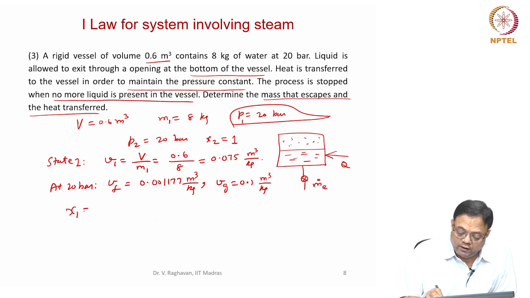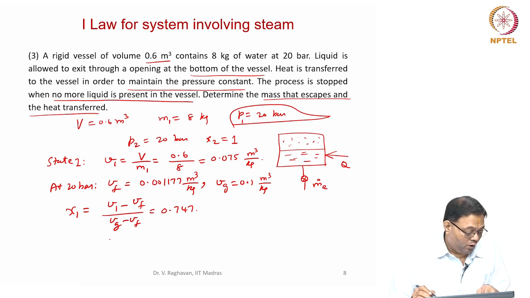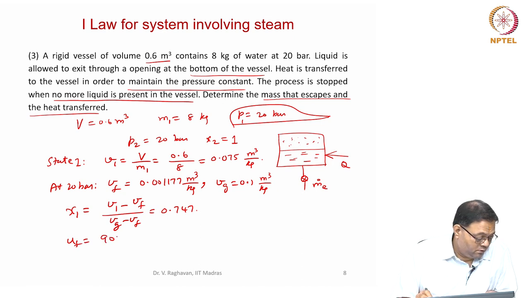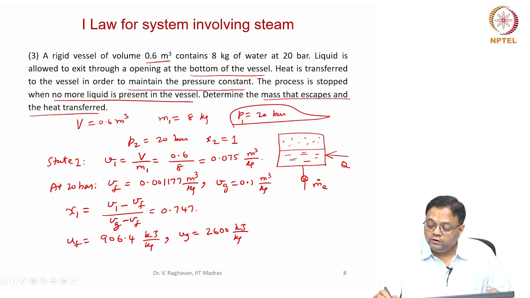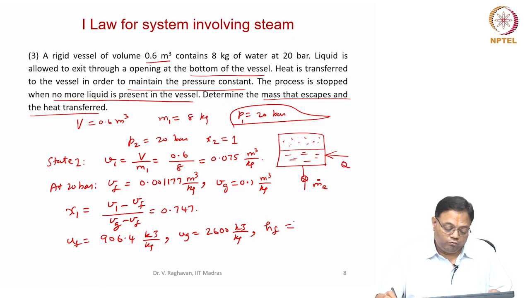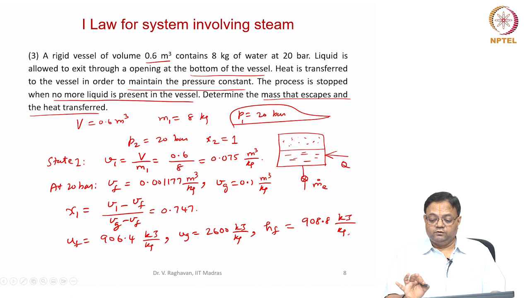From there I can calculate the quality at state 1 as V1 minus Vf divided by Vg minus Vf, which is equal to 0.747. Quality is got. Now similarly Uf at 20 bar will be equal to 906.4 kilojoules per kg, and Ug equal to 2600 kilojoules per kg from the tables. Similarly, what is going out is liquid, so I want Hf also, which is taken from the table as 908.8 kilojoules per kg. This is the data which I have retrieved.